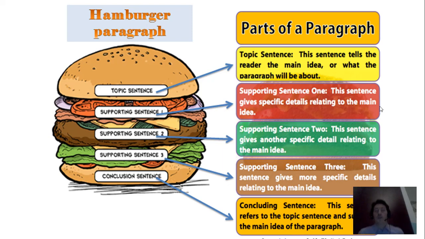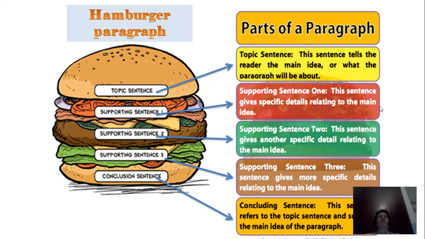Now, a good paragraph will have at least three details. So we have the first detail. This gives your first idea. It's your first idea of your paragraph. And you could have your idea, and then a better paragraph will have even an example or second sentence to explain that. Then you have supporting sentence 2, and this gives another specific detail relating to the main idea. Supporting sentence 3 and your third idea.